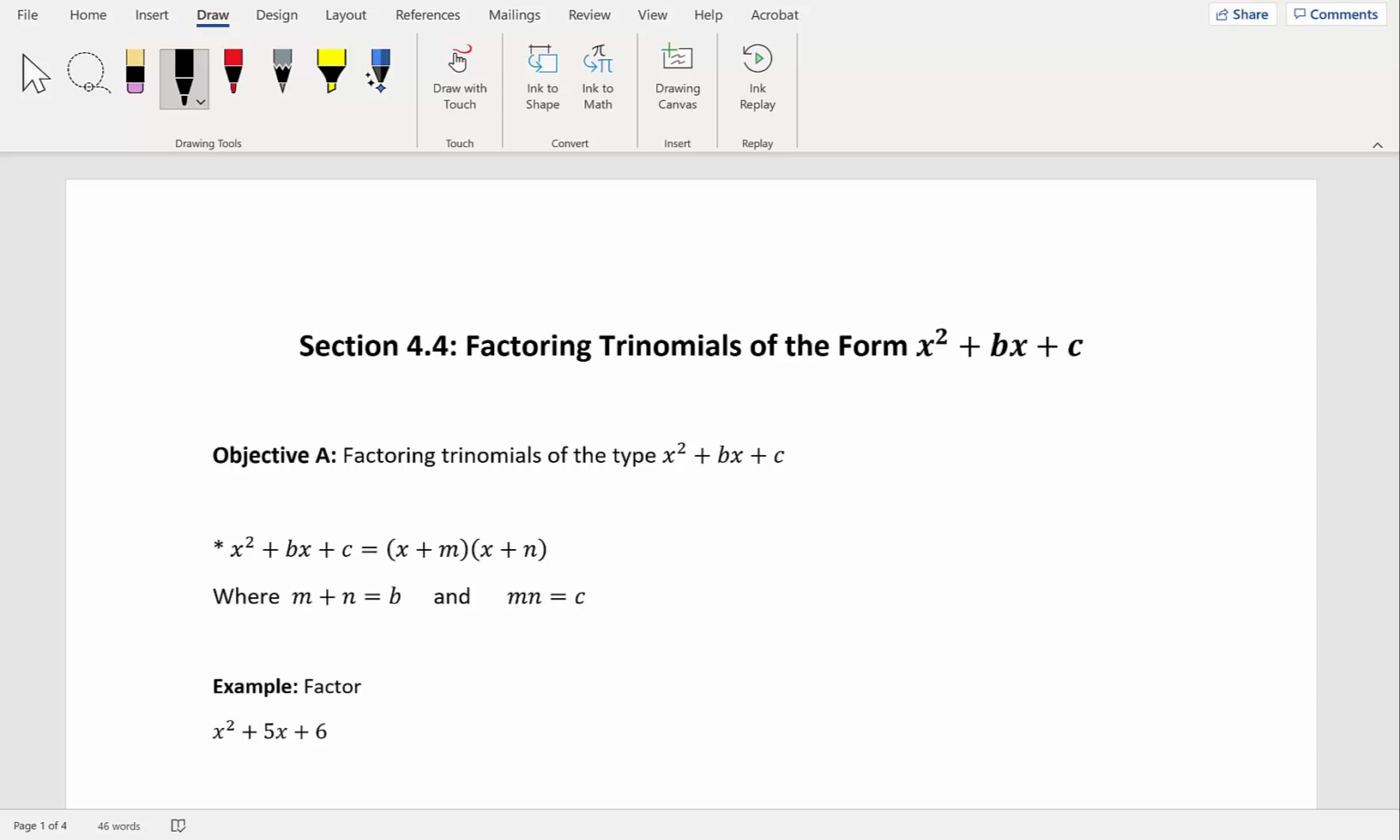In this video, we're going to take a look at section 4.4, which is factoring trinomials of the form x squared plus bx plus c. So remember, trinomials are polynomials that have three terms. Now, what makes this trinomial special is that the coefficient for our x squared is 1. There's no number in front of our x squared.